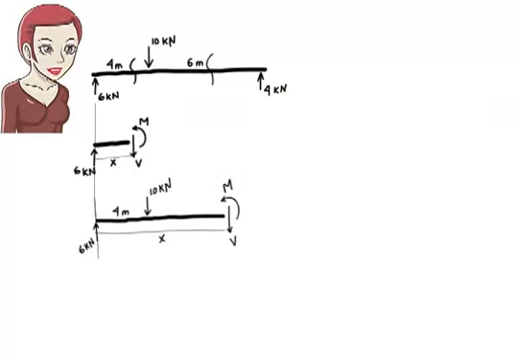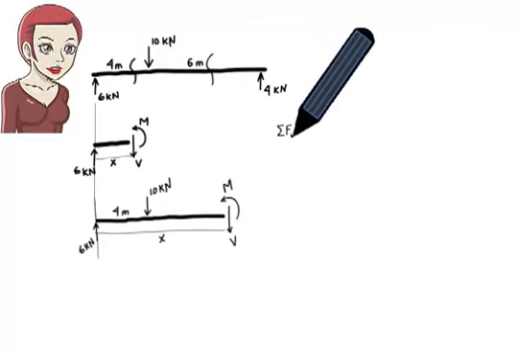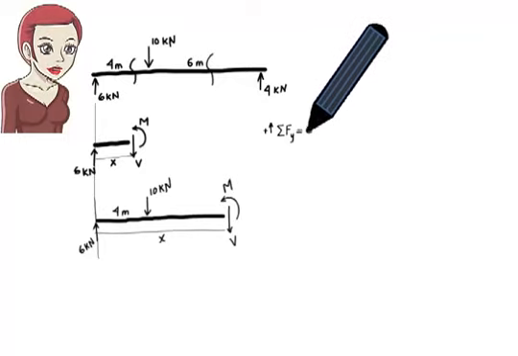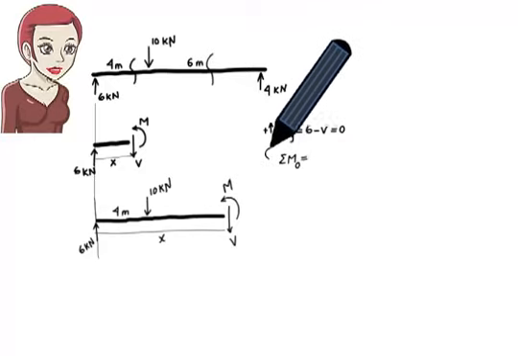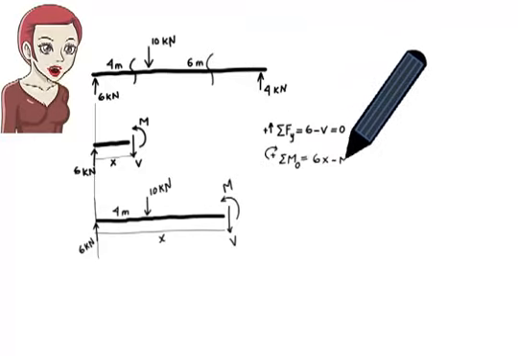Step 4. Now formulate the equilibrium equations for each free body diagram. Then solve them for the unknown shear and moment. For the first free body diagram we get sum of the forces in the y direction equals 6 minus V equals 0. Sum of the moments about point O, the cut point, equals 6x minus M equals 0.